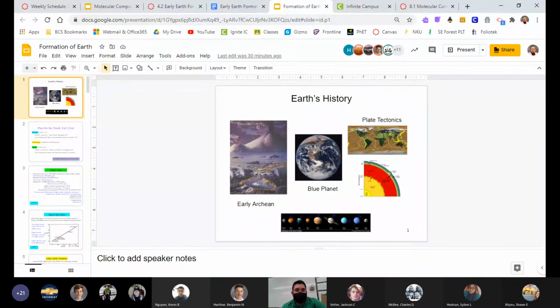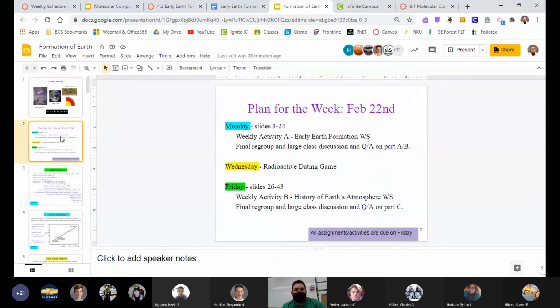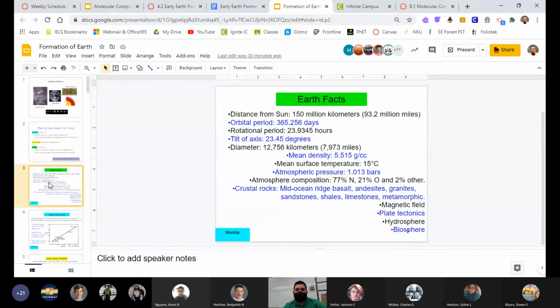Those are mostly the things that we're going to focus on today. We're going to focus on early history. We're going to focus on how Earth got the materials, the oxygen, the carbon, the things that we use to live. And then we're also going to talk a lot about plate tectonics. I know you guys probably know the basics of plate tectonics, but we're going to get into the nitty gritty a little bit more on that, and really make sure we understand what's happening and why it's happening. So our plan for the week: Monday, try to get through 1 through 24, Wednesday, little activity, and Friday, talk about Earth's atmosphere. So follow along with me as we cover these notes here.